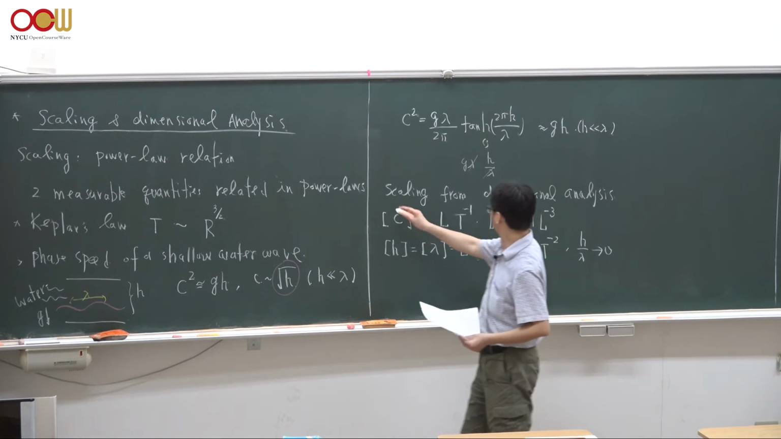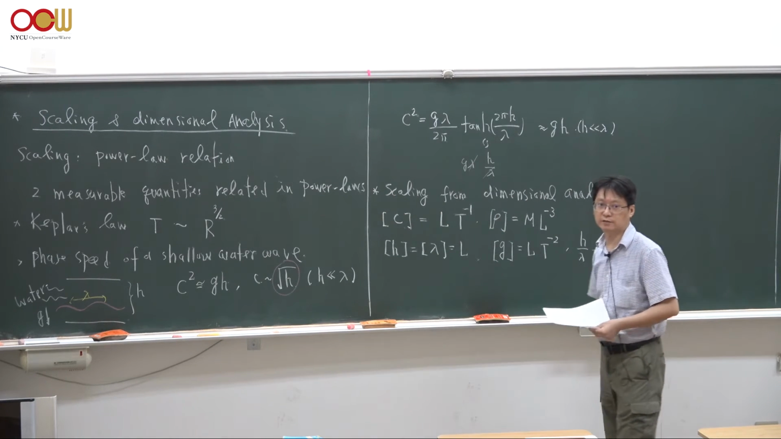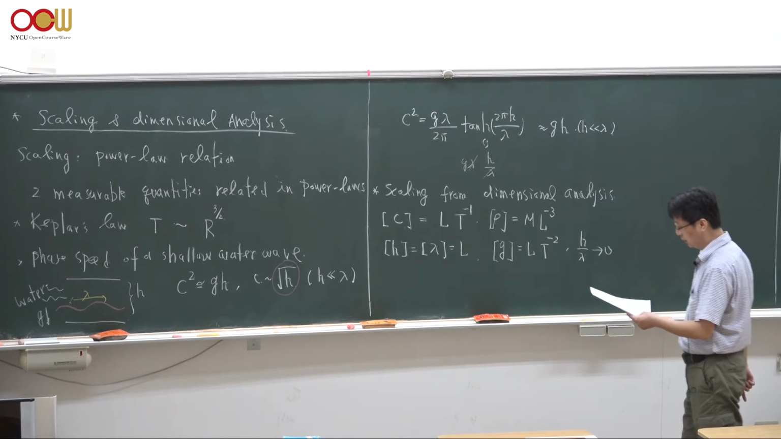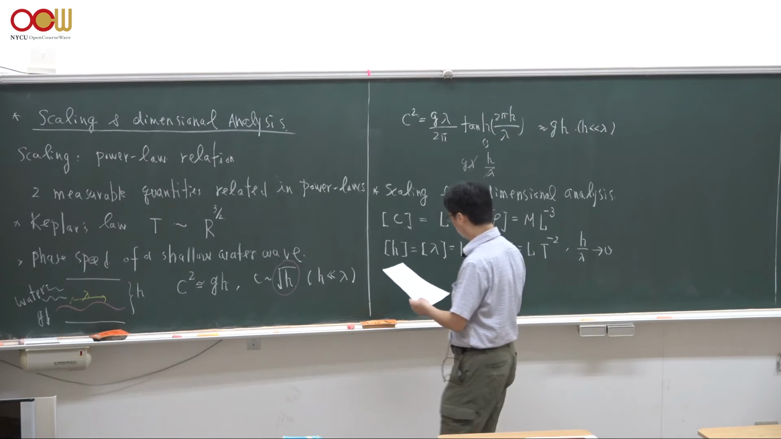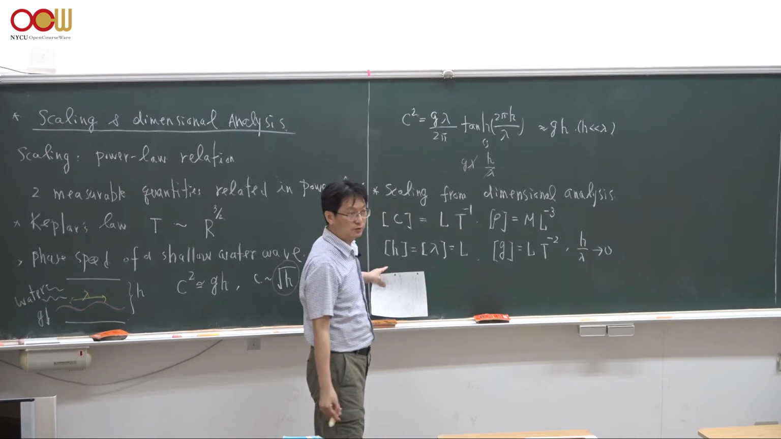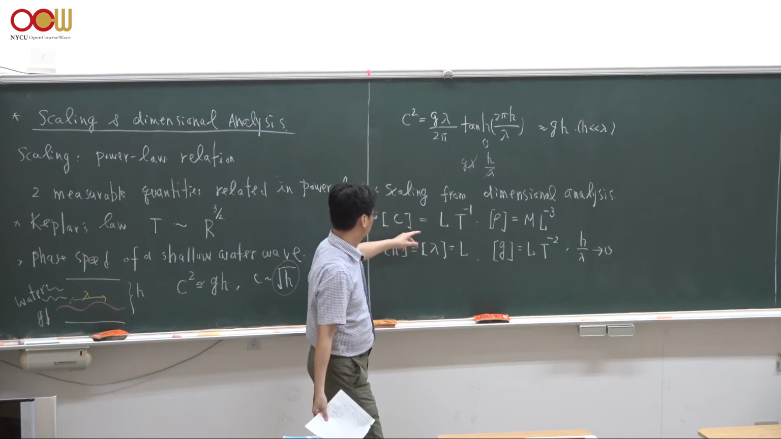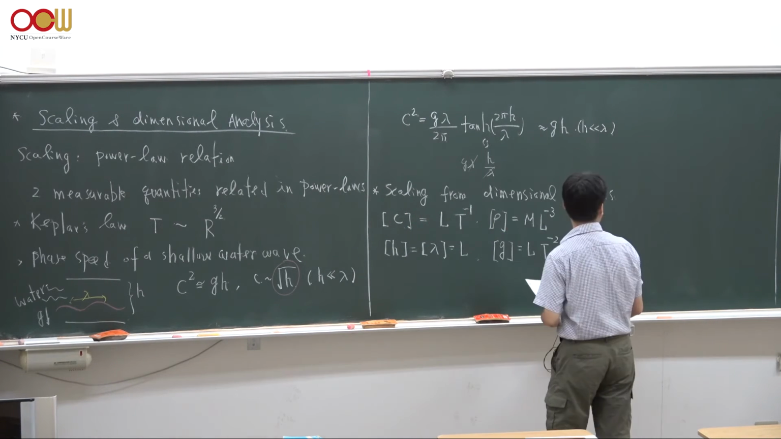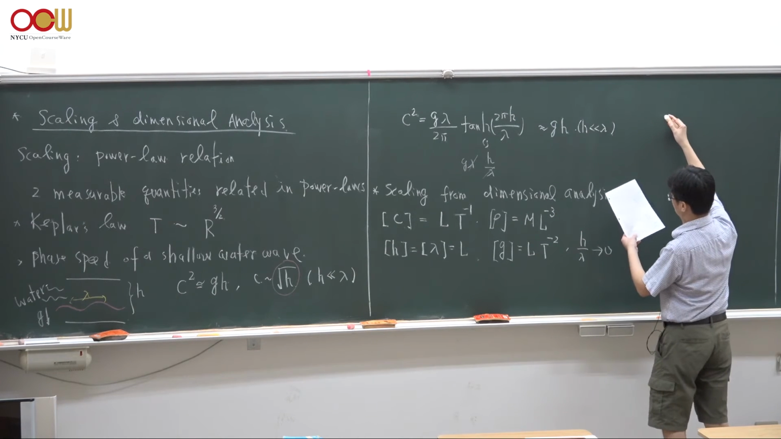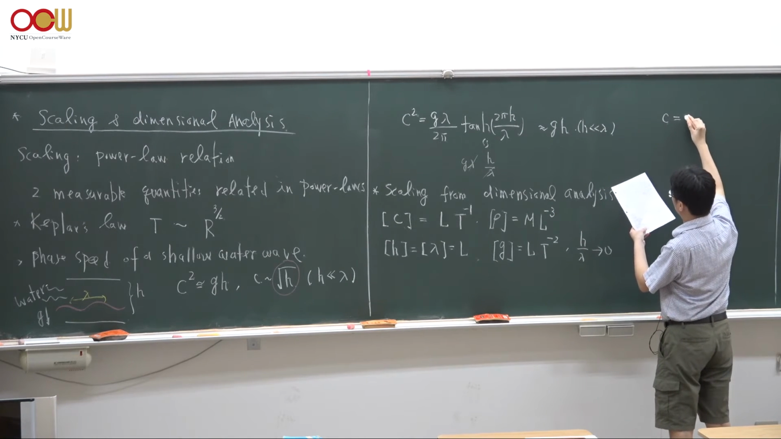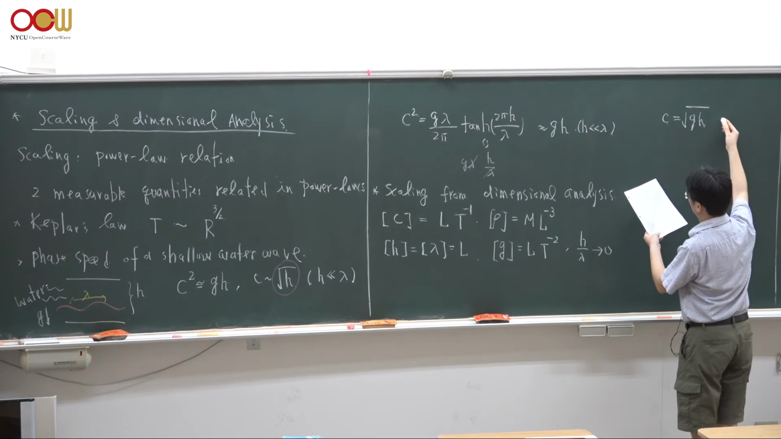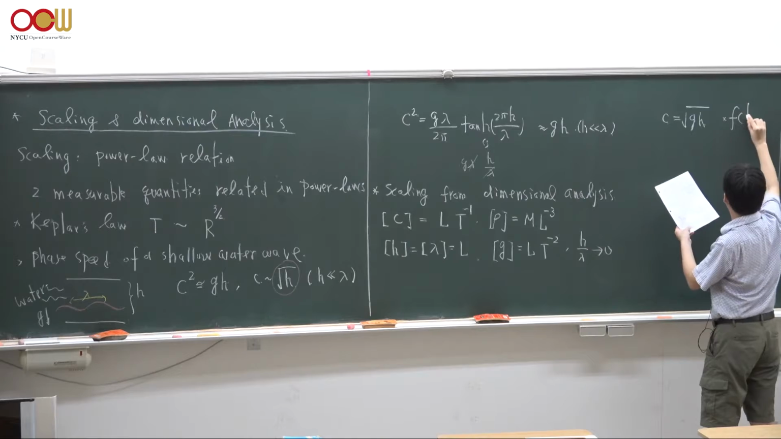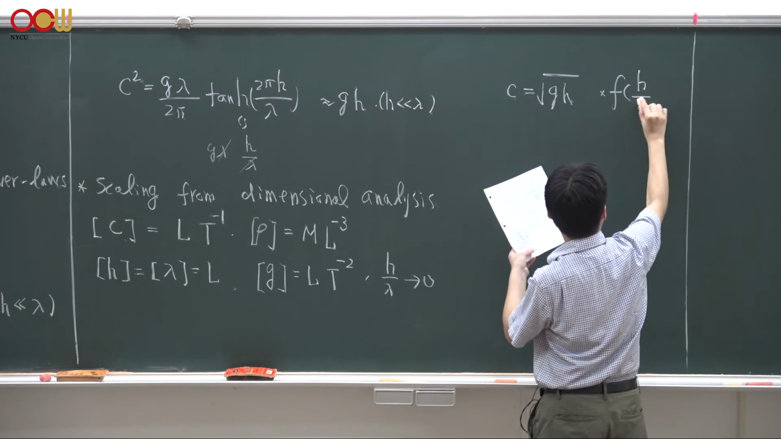So this is simply dimensional analysis, and we could get to the same power law relations, as we will see in just a moment. I don't know the answer, but I can simply guess that c from the scaling dimensions has a relation to g and h by the following function. So c has the square root of gh as the correct dimension, multiplied by some unknown function, which I call f, which is a function of h over lambda.